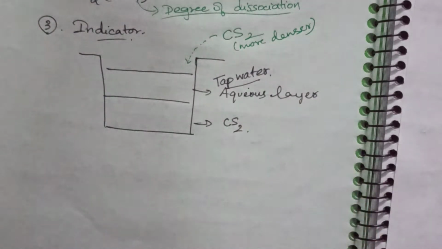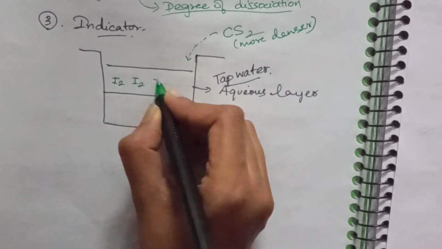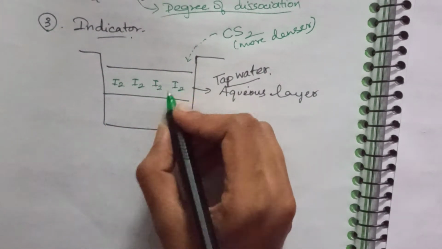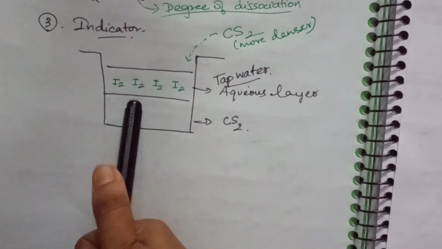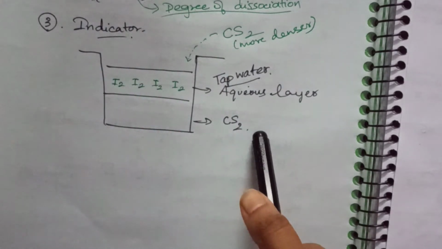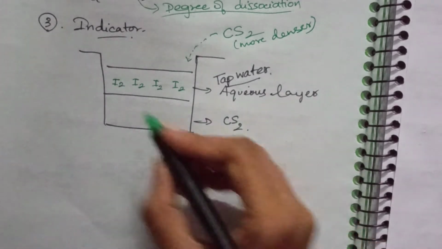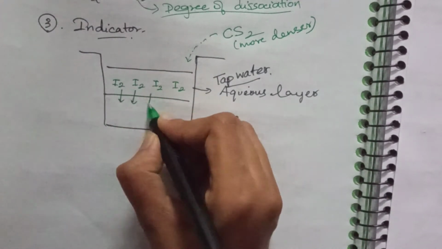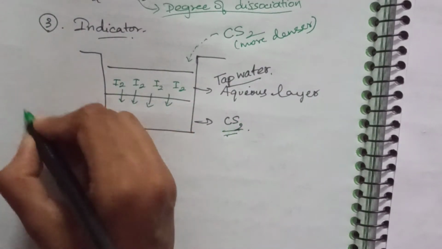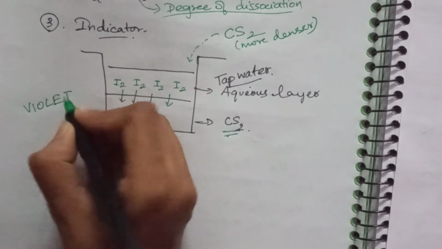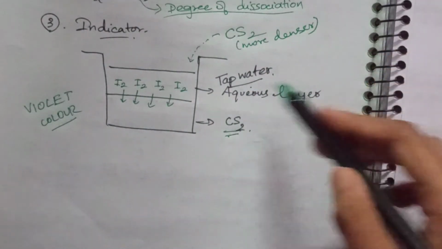So this water contains iodine molecules that are soluble in water as well as in carbon disulfide. The solubility of iodine in carbon disulfide is more compared to water. So what will happen is the iodine will be transferred into the carbon disulfide, and you will see a beautiful violet color. This indicates that water contains iodine in it.